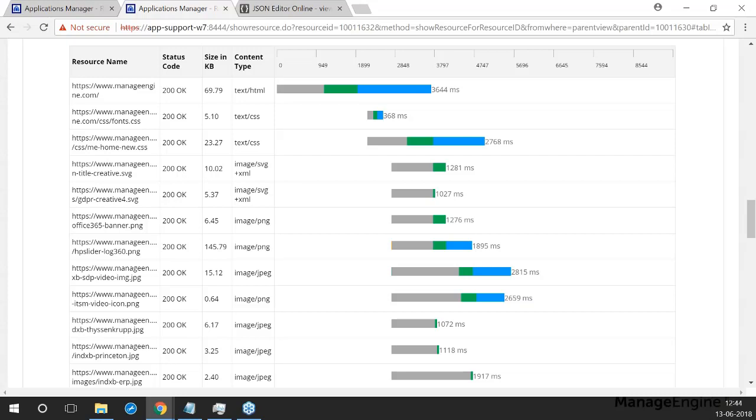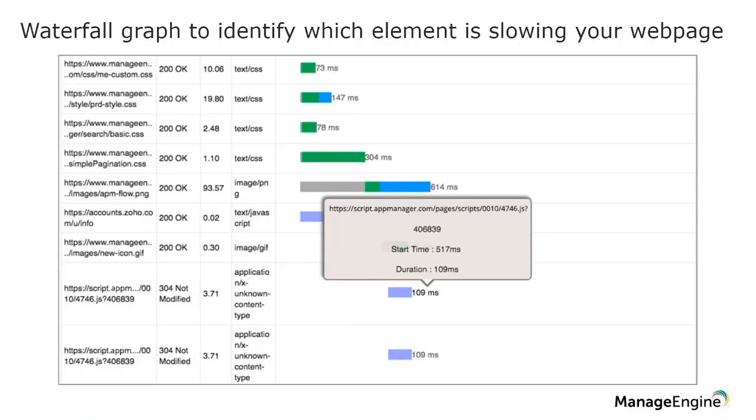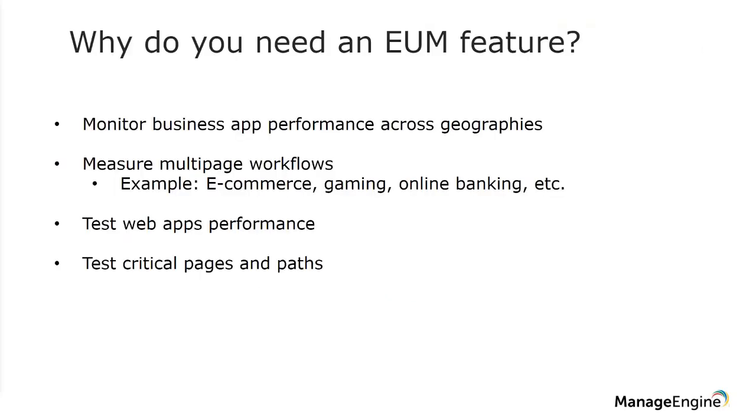So again, going back to the presentation, let us discuss why we need an EUM feature before we take a look at the next topic. So the reasons why an organization would require an EUM feature is to make sure that your business app performances can be monitored across geographies, as we have discussed already. And again, to measure multi-page workflows.